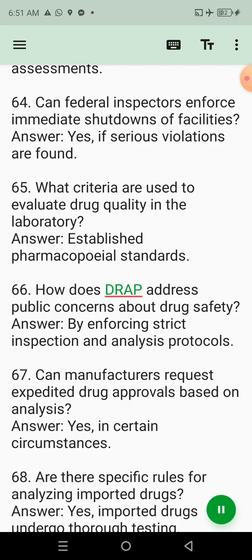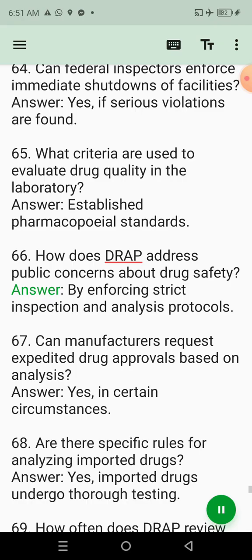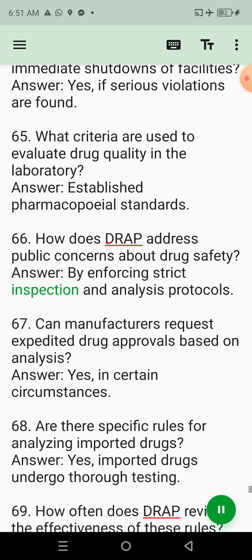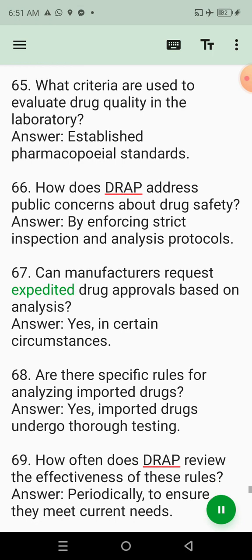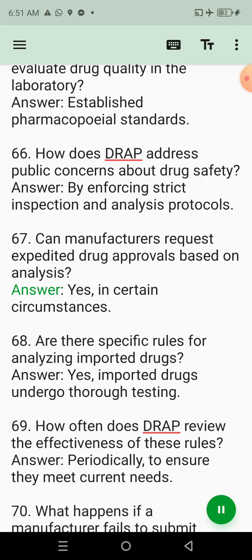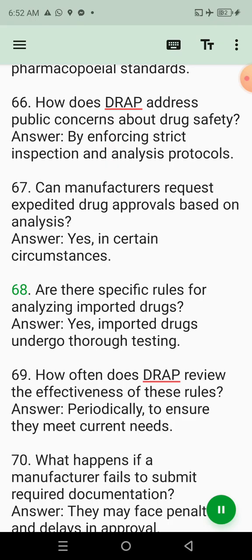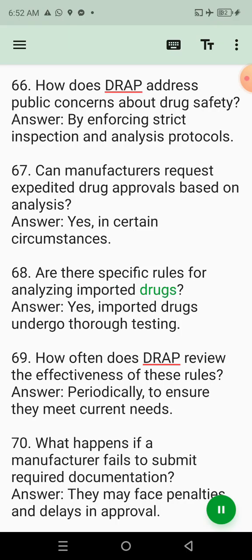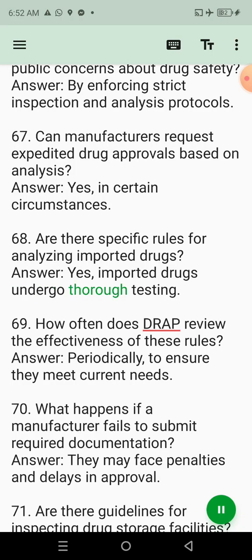66. How does DRAP address public concerns about drug safety? Answer: by enforcing strict inspection and analysis protocols. 67. Can manufacturers request expedited drug approvals based on analysis? Answer: yes, in certain circumstances. 68. Are there specific rules for analyzing imported drugs? Answer: yes, imported drugs undergo thorough testing.